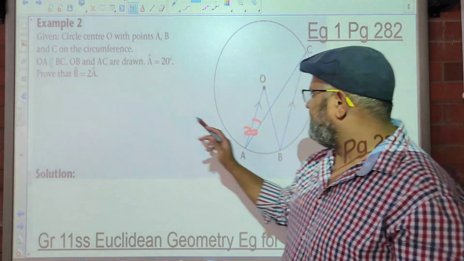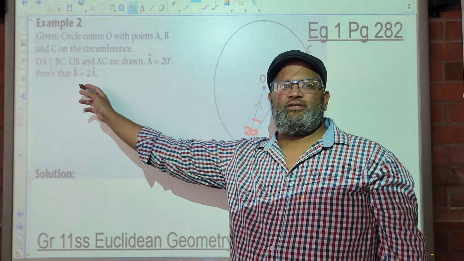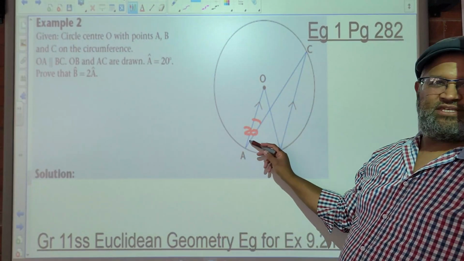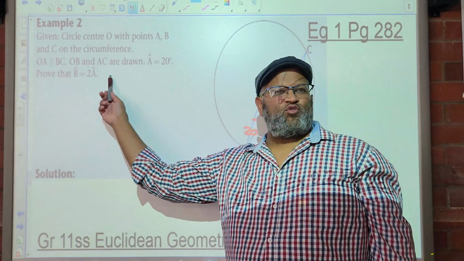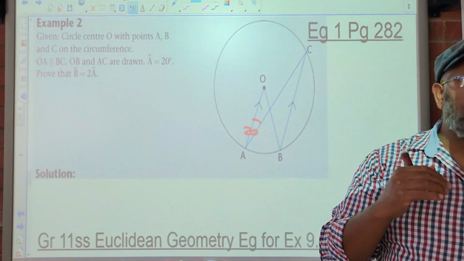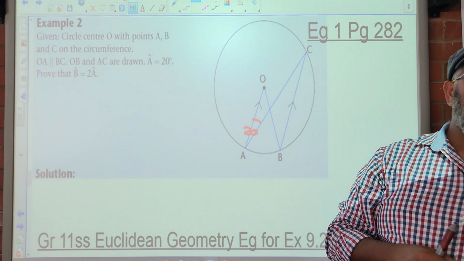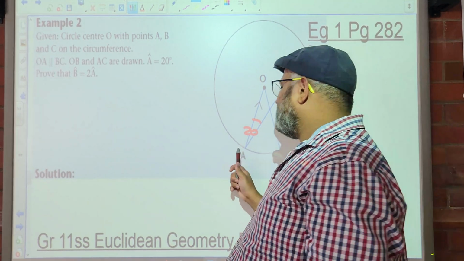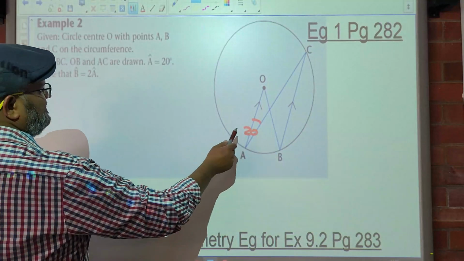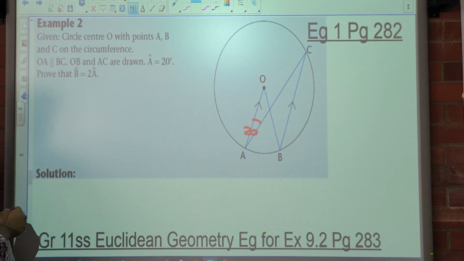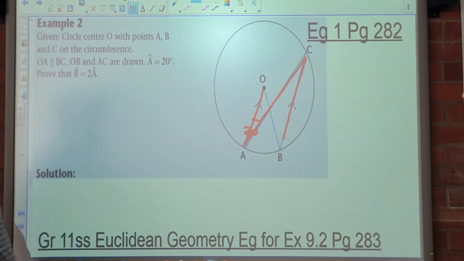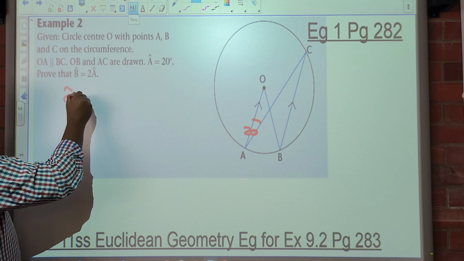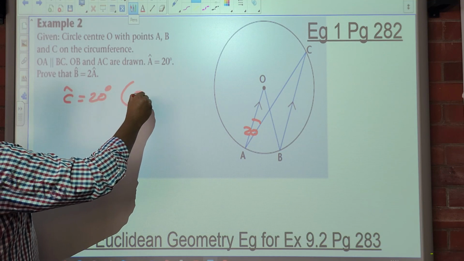Let's check it again. Prove that angle B is double angle A. So if angle A was given to be 20, 2 times 20 is 40. If I can prove that angle B is 40, I've done the job. You all agree with that? Yes, sir. Right. So of course you're not going to go straight into that. So which other angle is equal to A? C. Why is angle C equal to angle A? Alternate angles. Not so.